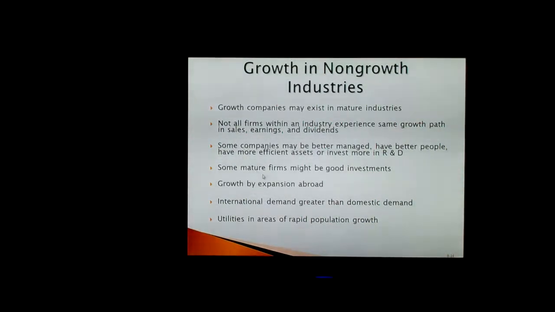Some mature firms might be good investments: growth by expansion abroad, international demand greater than domestic demand, utilities in areas of rapid population growth. Utility companies here can be considered safe, because they're stable and not going anywhere. But let's say somewhere like Brazil, where they're still putting in more electric lines and more high-speed internet lines, a utility company might be a riskier venture and a more profitable venture.